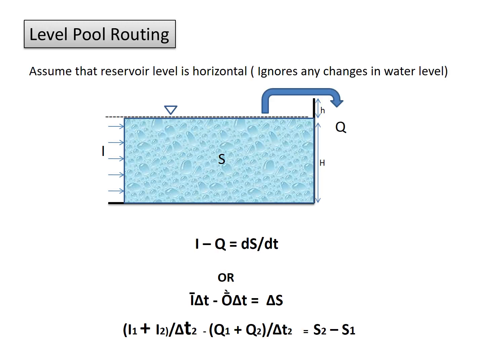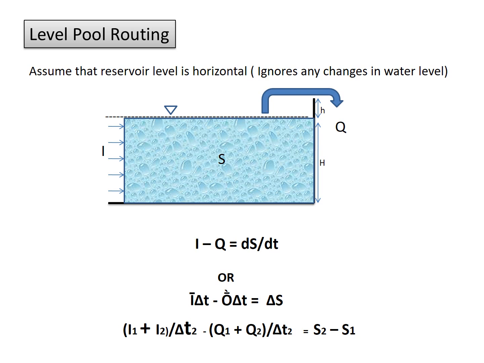The basic approach to evaluate flood routing for the reservoir is level pool routing. This method assumes that the reservoir level is horizontal, that is, it has no slope at the top level. You can see in the figure that it has a horizontal surface, and it ignores any changes in the water level. That is true for all the types of reservoir that we have discussed.